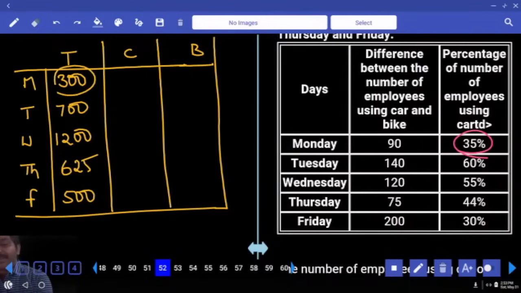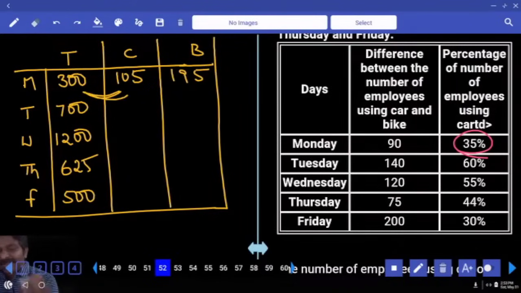35%. What is 1%? 1% is 3. 35% is 35 threes. 105. Remaining 195. You don't have to calculate percentage now. It is about just the difference.